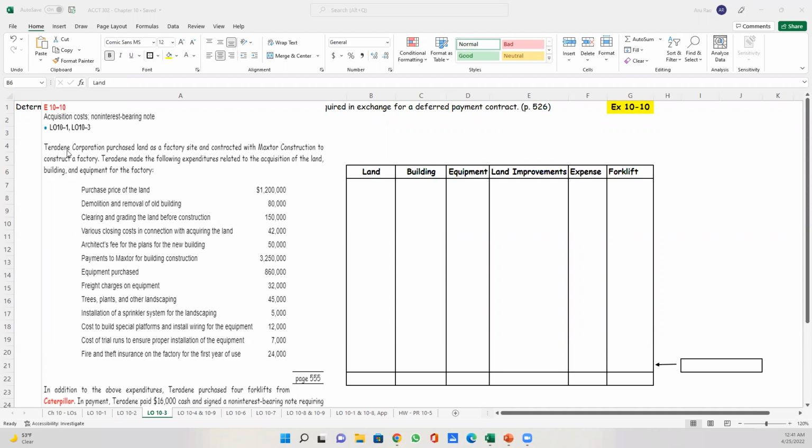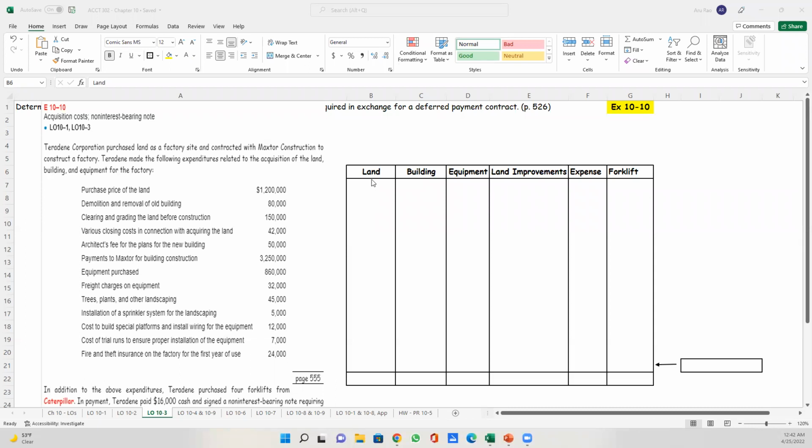Let's take a look at another exercise in which we're going to work on acquisition of various assets, and we also have a non-interest bearing note to work on a liability. So here we have a company that's purchased land as a factory site and contracted with Maxter Construction to construct a factory. They made the following expenditures relating to the acquisition of land, building, and equipment for the factory.